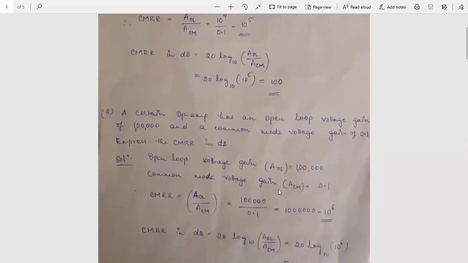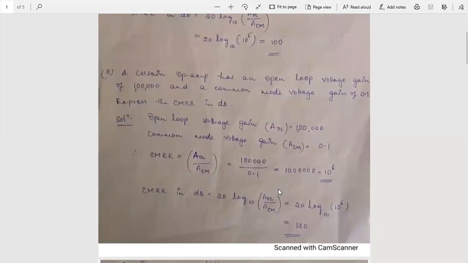Now let us take the next one. A certain op-amp has an open loop voltage gain of 1 lakh and a common mode voltage gain of 0.1. Express the CMRR in dB. So again, this problem is similar to the previous one. Open loop voltage gain AOL is 1 lakh and common mode voltage gain ACM is 0.1.